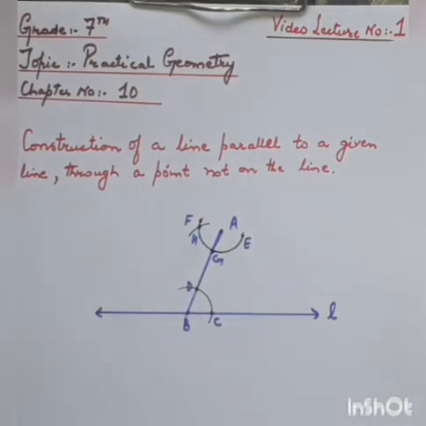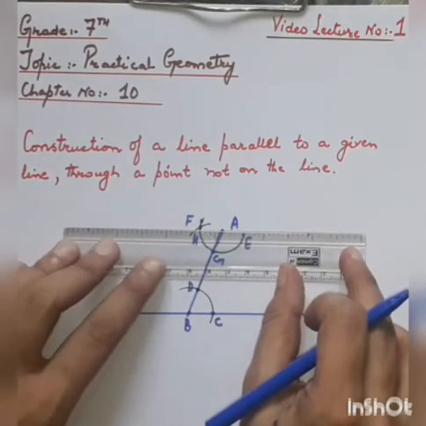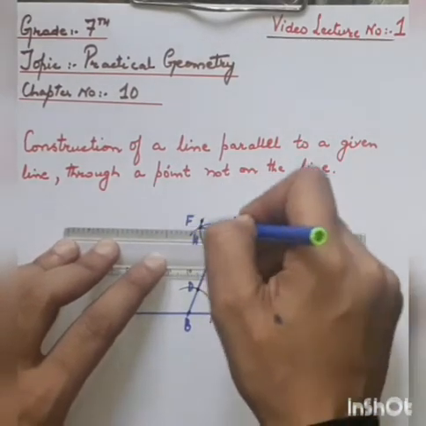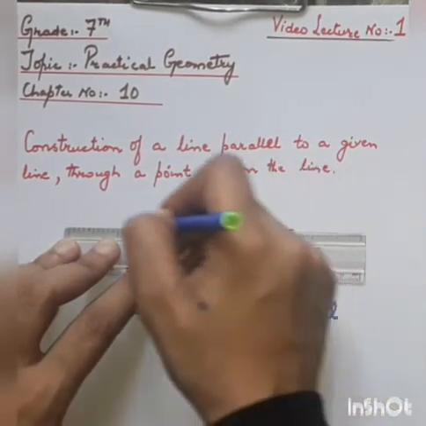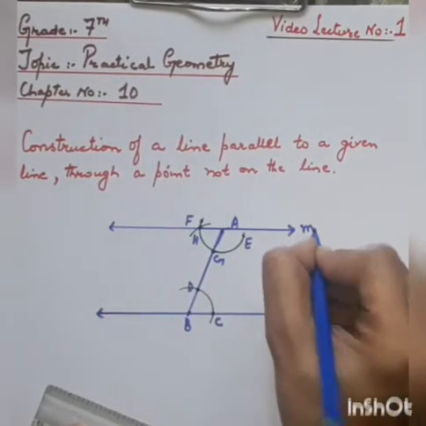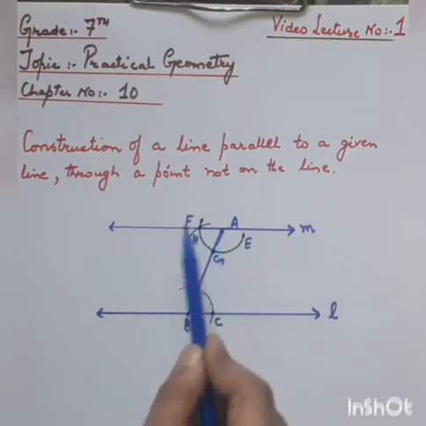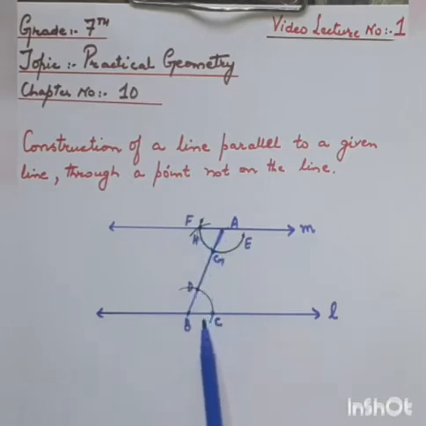Now next step is I'll join this A to H and I'll extend this line on both sides. So this line is suppose line M. So now what we can say is this angle ABC is equal to this angle BAH. This angle is equal to this angle, and as these two angles are alternate interior angles, we can conclude that this line M is parallel to line L, clear.